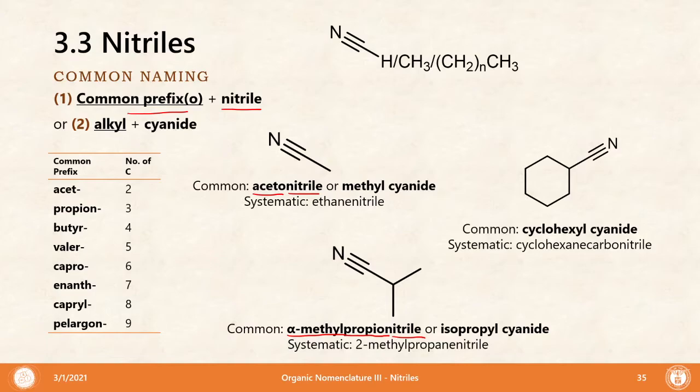Alternatively, we may also refer to the alkyl group connected to the cyanocarbon, adding a second word, cyanide. Okay, because the cyanide group is this CN group. So for example, we have a methyl group connected to this group, we have methyl cyanide. Cyclohexyl, 6-membered carbon ring, cyanide. Or isopropyl cyanide.